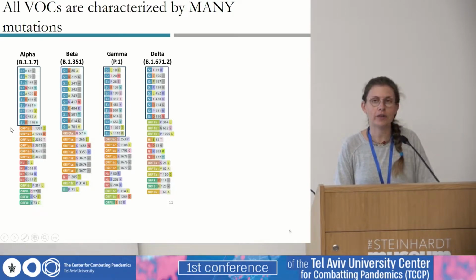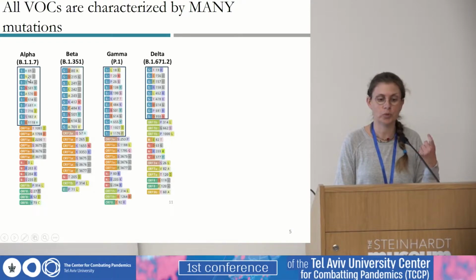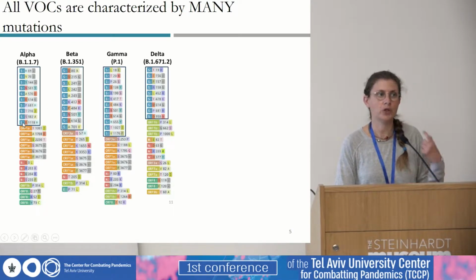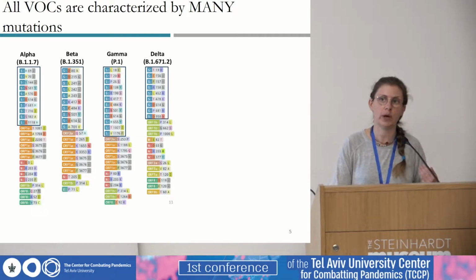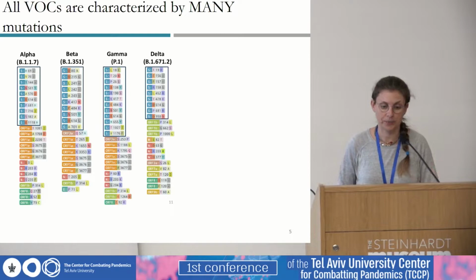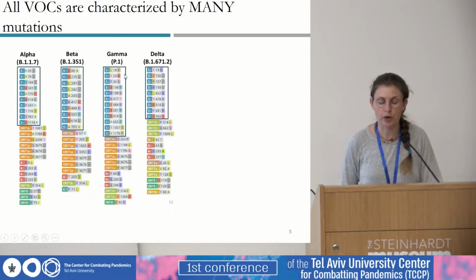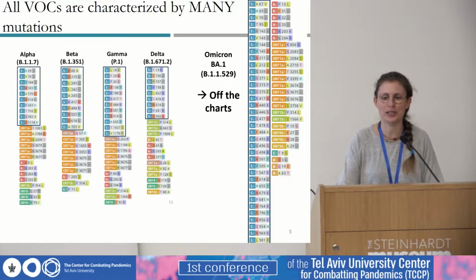And not only that, the distribution of mutations was different. So most of the mutations were in the spike protein, and most of the mutations were non-synonymous mutations, so mutations that change the amino acid as opposed to synonymous mutations that don't change the amino acid. And so this was already the enigma that came out. Where are these variants coming from? And this is what Omicron looks like. Okay, so you can clearly see that it's off the charts.